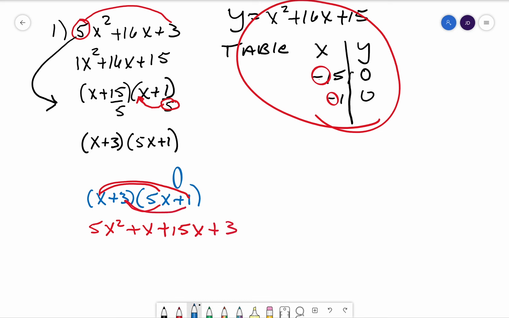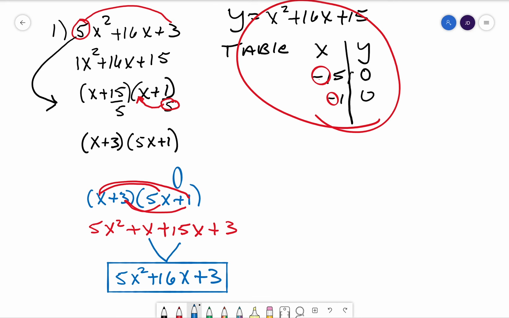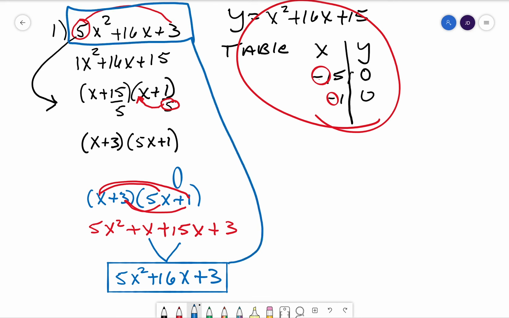If I add my like terms together, x plus 15x, I'm going to end up getting 5x squared plus 16x plus 3. And this, class, is the original. This is the original right up here. That's the original, and that's what we wanted.